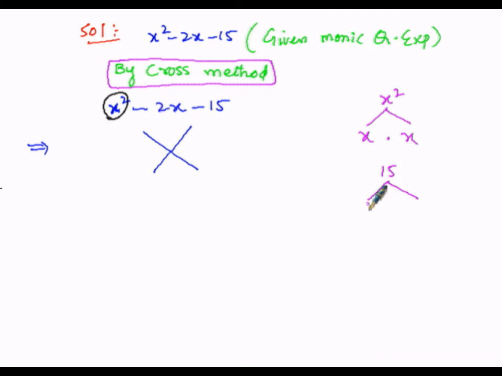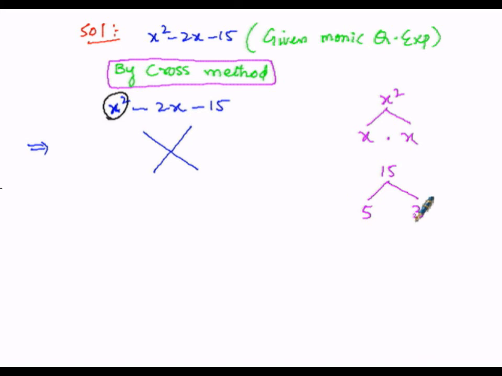Here I need 2, the middle term, that is only the numeral. So I must get 2. In order to get 2, I can take 5 and 3. Either by adding or subtracting I must get the middle term, that is 2. By adding 5 and 3 I will be getting 8, which is not the middle term. By subtracting 5 and 3, that is 5 minus 3, I am going to get the middle term. So we can choose the factors as 5 and 3.